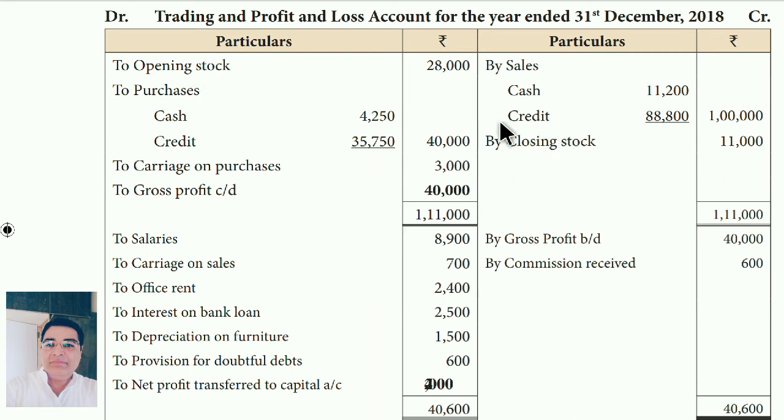Now how to prepare the trading account? Credit side total is more, 1,11,000. The same total we have to write on the same line. Leave 2 lines in between, or already we left the 10 lines, and write the total. So in that place itself you write 1,11,000, same line 1,11,000. 1,11,000 minus this total, you will get gross profit 40,000. So gross profit carried down 40,000. On the opposite side you write gross profit brought down in the profit and loss account debit side.